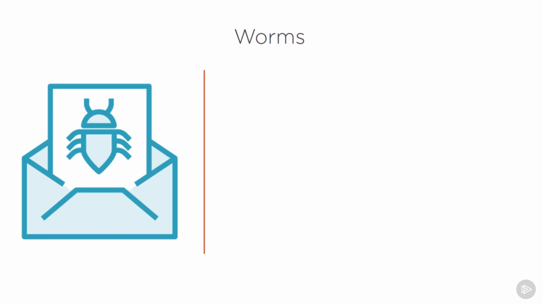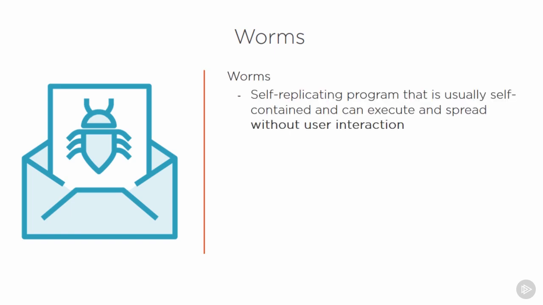Okay, next are worms, and we have two types here. Worms are self-replicating. A worm is usually a self-contained program that can execute and spread without user interaction. So there's the distinction between a virus and a worm. A virus requires some type of user interaction. A worm can spread without user interaction. So there are two main types.